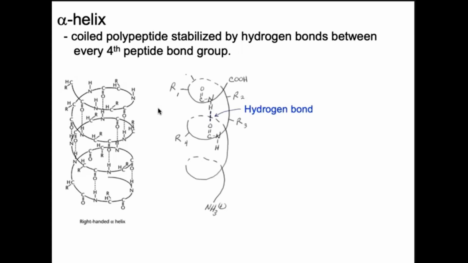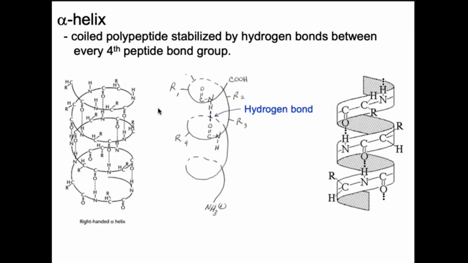And what you'll also notice is often when you see these structures, they're shown as a ribbon. So here's another way to depict this alpha helix. You can see the hydrogen bonds here, spaced every fourth peptide bond group, holding this in the coiled form, but also the polypeptide itself is shown as a flattened ribbon.